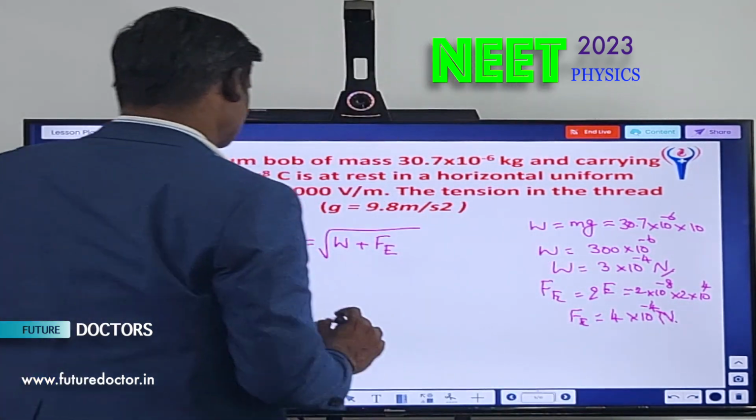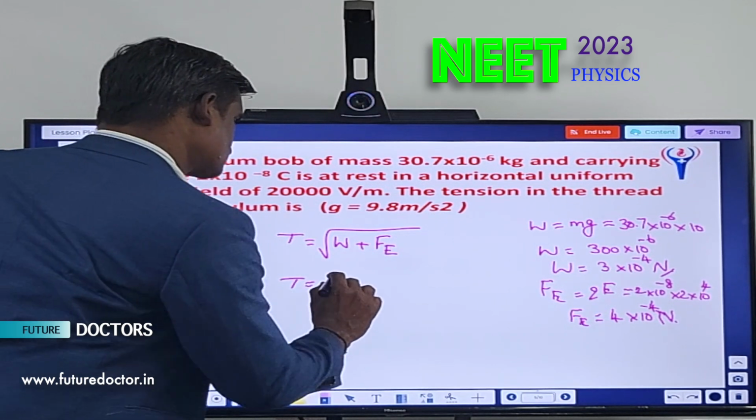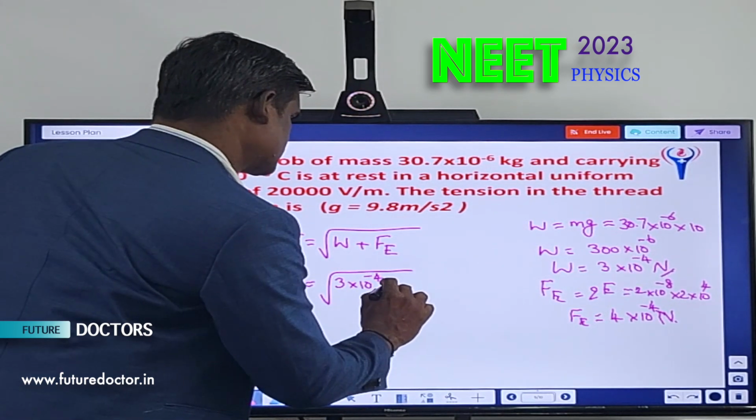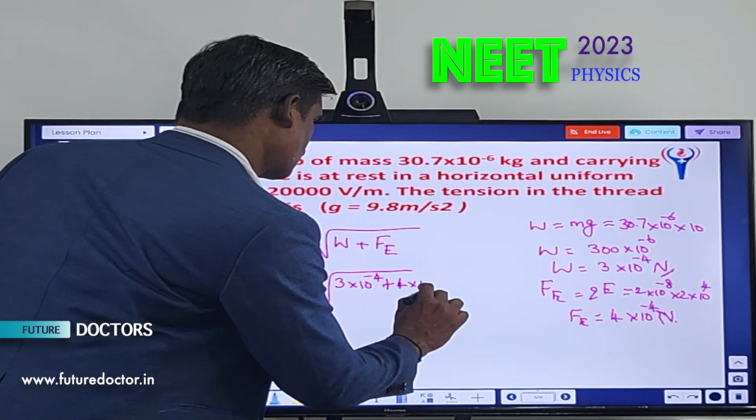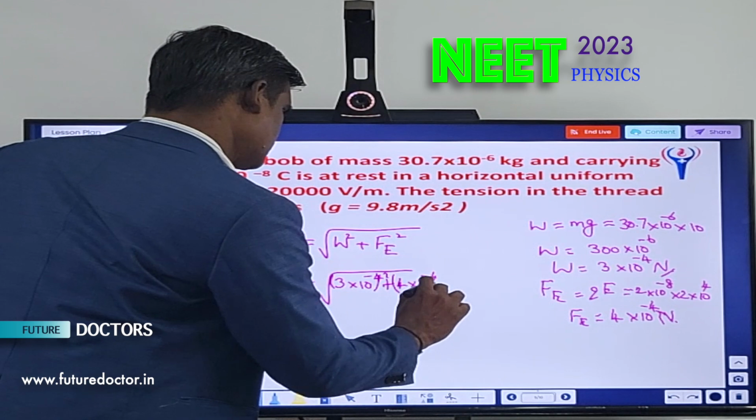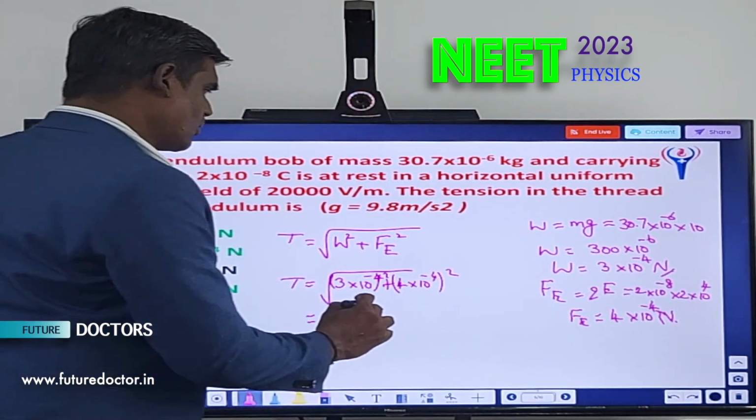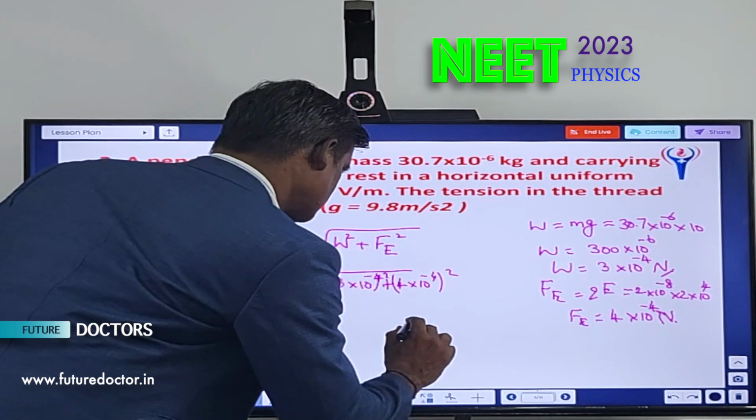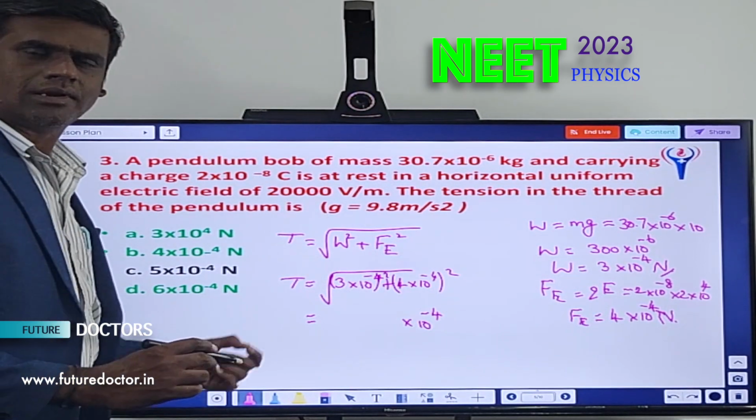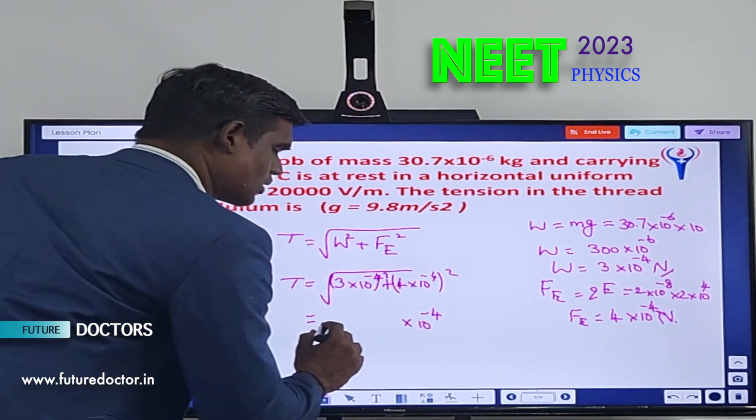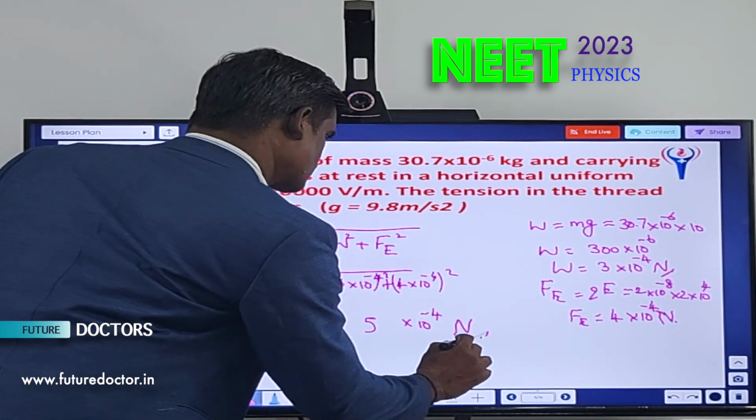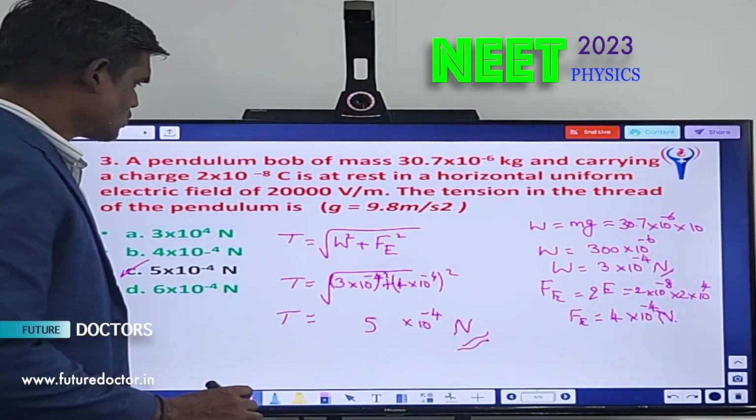Substitute this here. Tension T equal to square root of W, 3 into 10 power minus 4, plus 4 into 10 power minus 4, whole square. Yes, I missed the square. This is square and this also square. Then 10 power minus 4 whole square. And if you take square root, it's 10 power minus 4 and 3 square 9, 9 plus 4 square 16, that is square root of 25. That is 5. So tension T equal to 5 into 10 power minus 4 Newton. Option C. Let's move to question number 4.